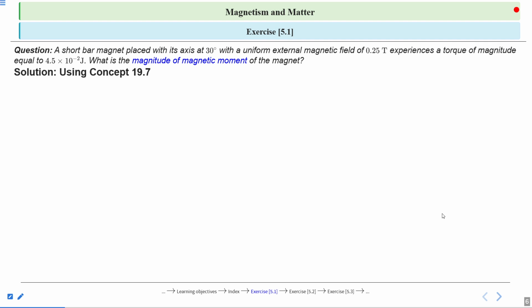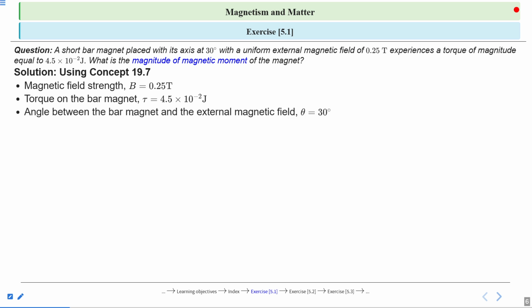So using concept 19.7, magnetic field strength is given, which is 0.25 Tesla. And torque on the bar magnet is given, tau is equal to 4.5 into 10 to the power minus 2 joule. Okay, so first we have to list all the things given in the question. Then it will be easy to understand what formula is going to apply here. Okay, so the angle between the bar magnet and external field is also given, theta equal to 30 degree.